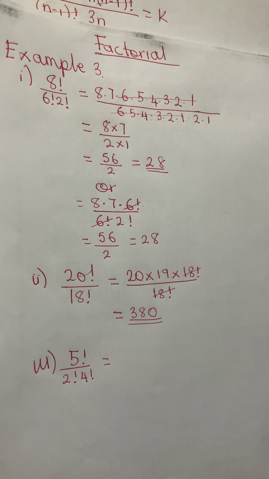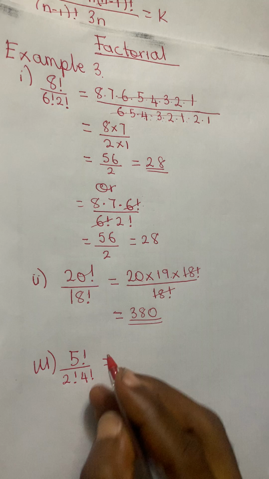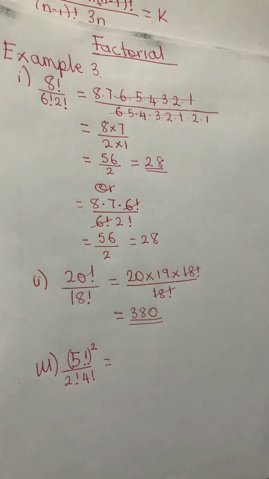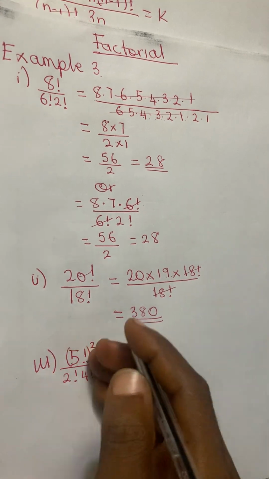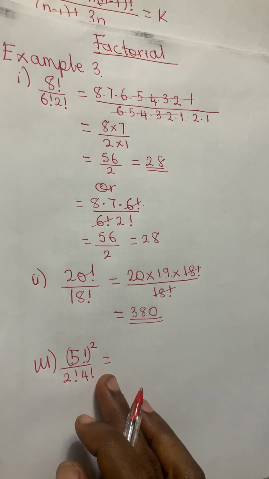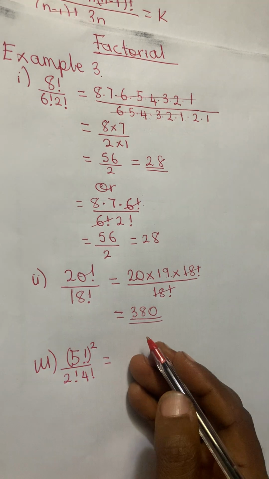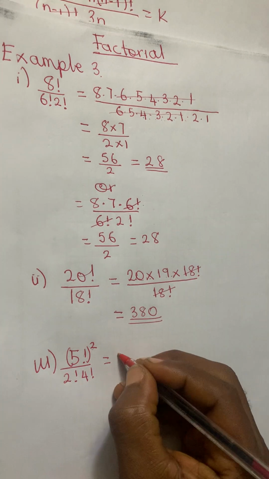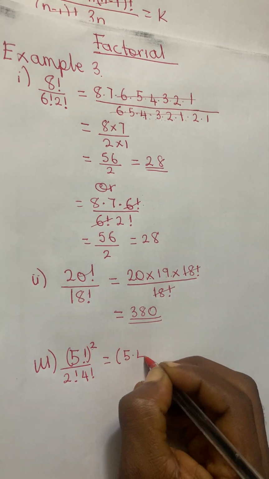Our next question is 5 factorial over 2 factorial, 4 factorial. Now when we study this, let's introduce a square here. How do we go about this question? It is very simple. We just have to deal with what is in a bracket. Then also deal with what we have as a denominator. Then we square. Because here we're told this one is to the power 2. So this will give us 5 times 4 times 3.